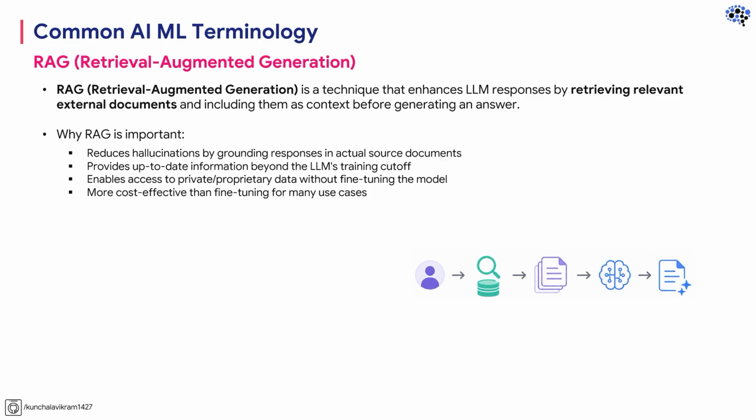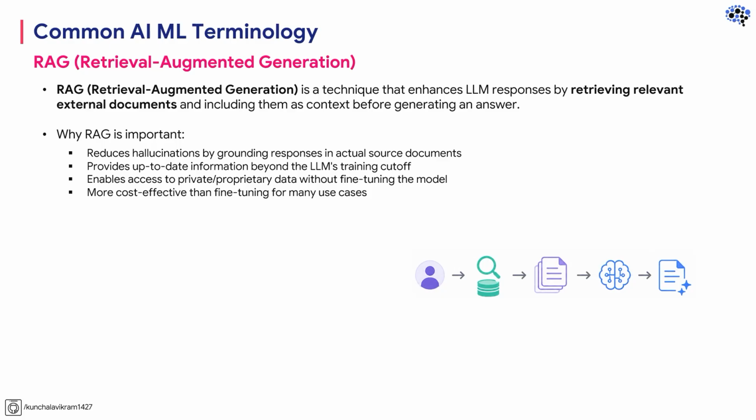Why RAG is important: it reduces hallucinations by grounding the responses in actual source documents. So once the LLM responds, it also gives the source of that response, right? From which document it has taken the information. And using RAG you can provide up-to-date information beyond the LLM's training cutoff. Let's say you take an LLM with a knowledge cutoff of 2024; using retrieval augmented generation you can still get up-to-date information because the LLM is now getting the context from external documents.